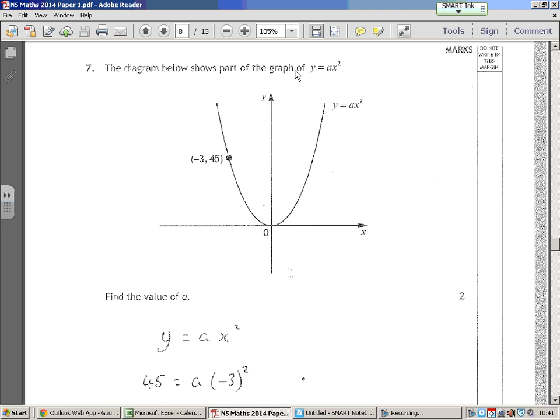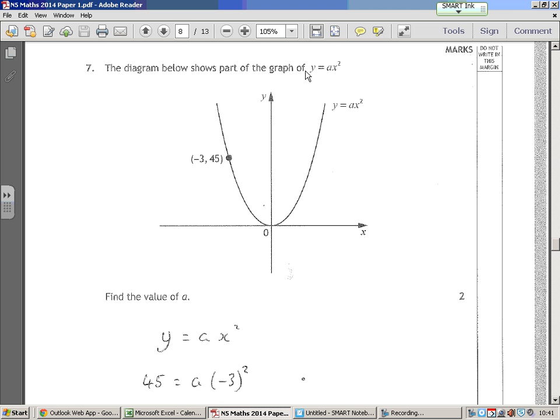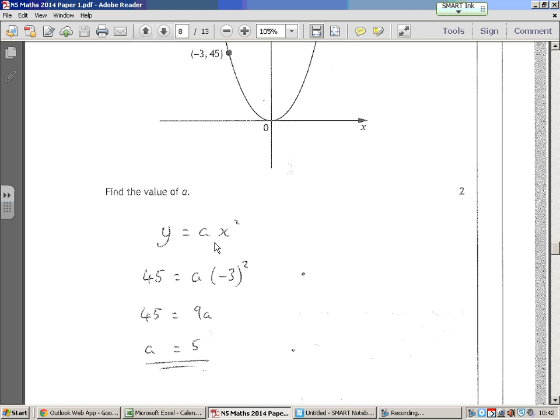This question is very similar to one in the unit tests. So hopefully it'll be straightforward. So we've got y equals ax squared, find the value of a. So the y coordinate and the x coordinate are linked together by this rule. The y coordinate is always a times the x coordinate squared. So I've got an x coordinate, I've got a y coordinate on the graph. I just substitute those values in.